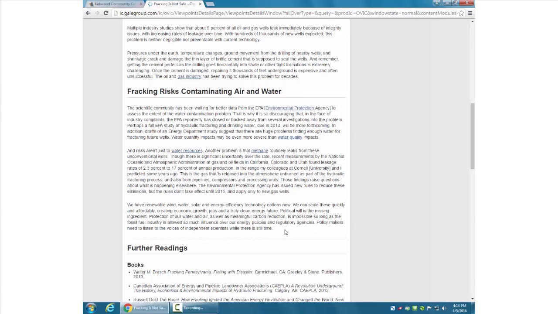Political will is the missing ingredient. Protection of our water and air, as well as meaningful carbon reduction, is impossible so long as the fossil fuel industry is allowed so much influence over our energy policies and regulatory agencies. Policymakers need to listen to the voices of independent scientists while there is still time.